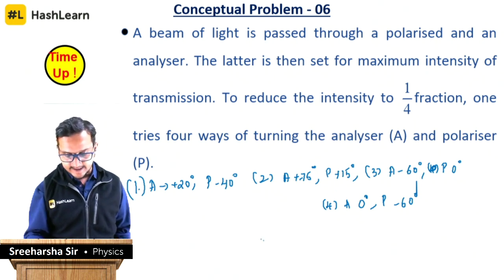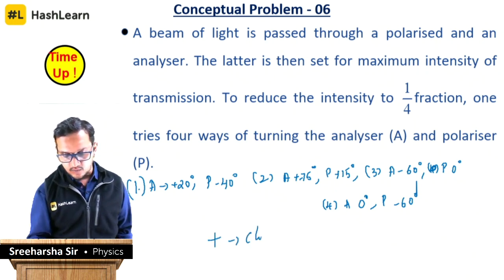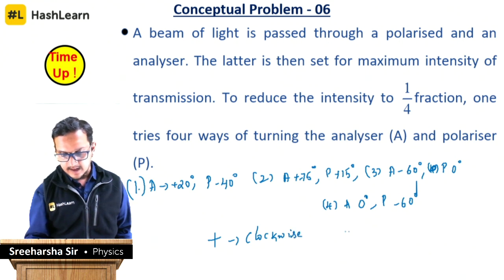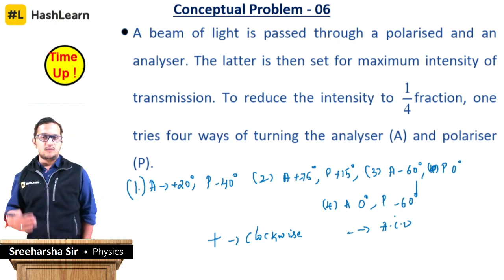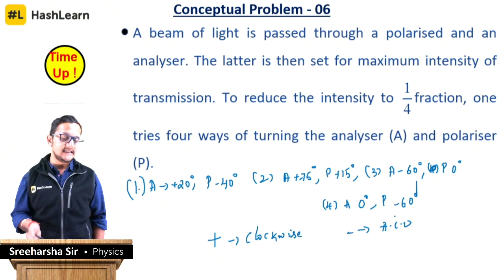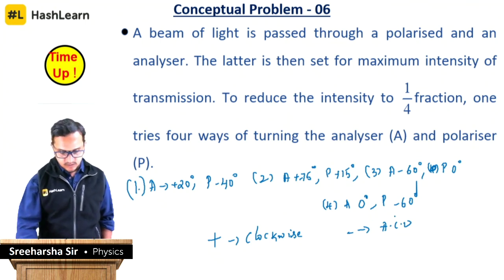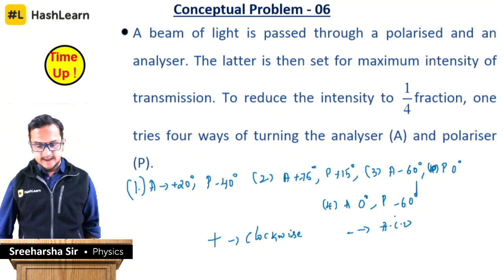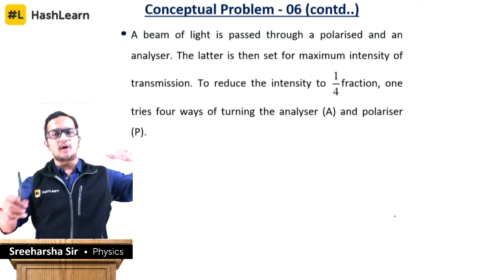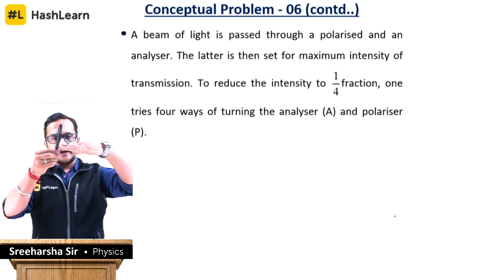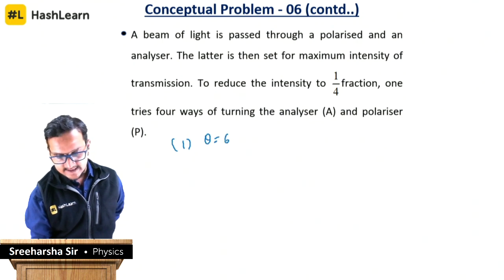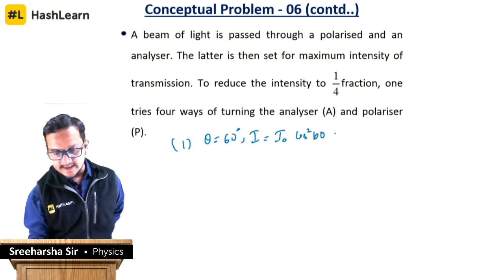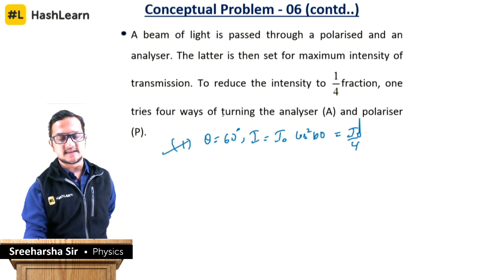So remember students, over here plus stands for clockwise and minus stands for anti-clockwise. So in what way should I rotate the analyzer and the polarizer such that the intensity reduces to 1/4? First thing over here, you will assume this is the propagation of light and this is the polarizer. When you rotate it by 20 degrees, it is reduced to 60 degrees. So in the first case, theta equals 60 degrees. So I is equal to I naught cos square 60, which is equal to I naught by 4. So the first case is possible.